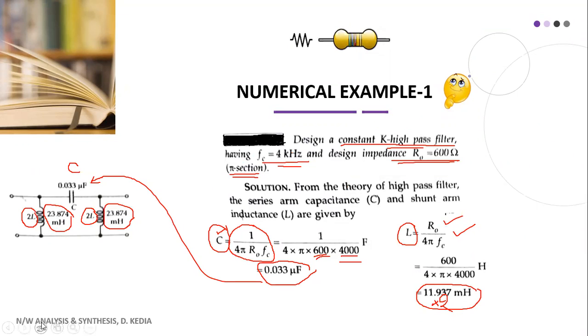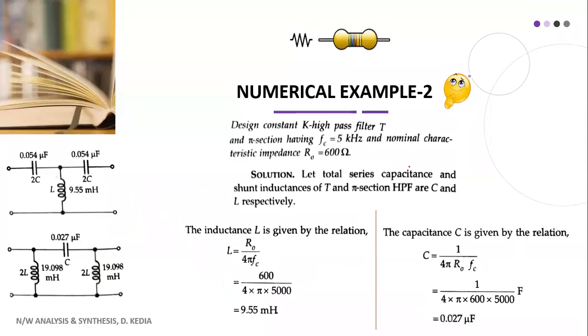Okay. Now let us see the next numerical. Here we have to design both the T section and the pi section, high pass filter obviously of the type constant K. We are given the cutoff frequency. We are also given the design impedance, or nominal characteristic impedance R naught, this one. So again we apply the same formula. For L it is R naught by 4 pi FC. This is the L we have got. This is the C we have got by applying that formula.